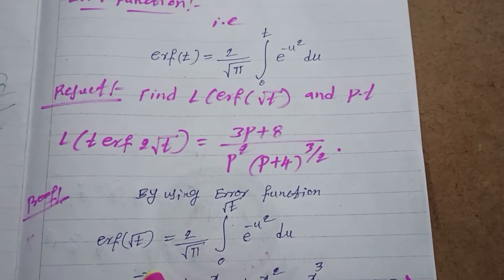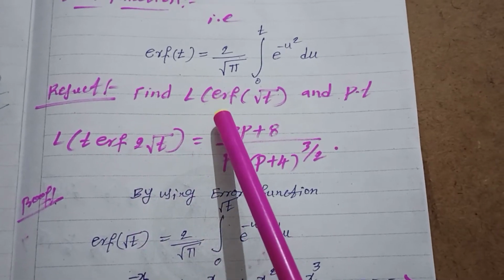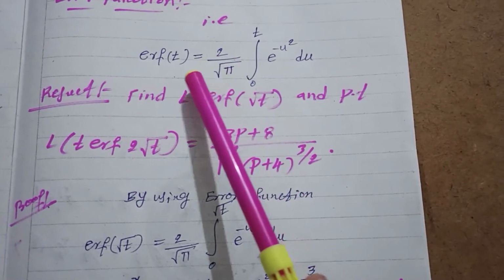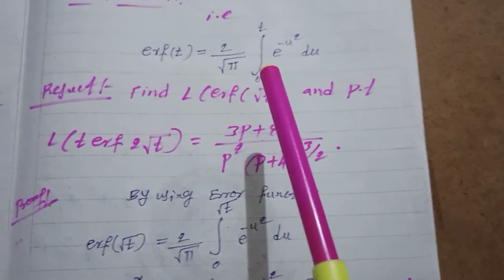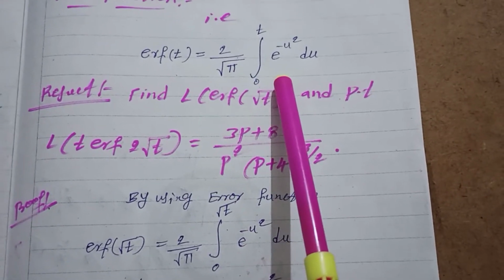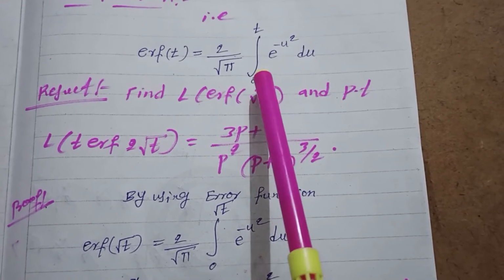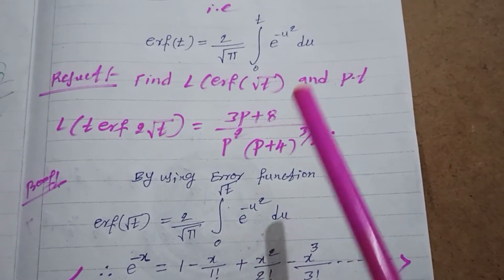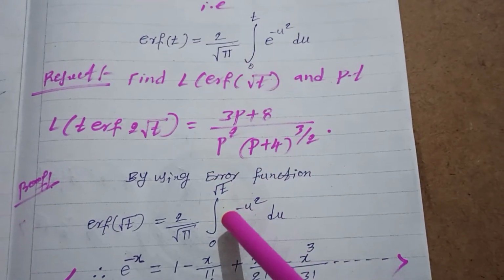So see here, error function of square root of t. That means in place of t we are going to substitute square root of t in this error function. So in place of t, substituting square root of t, we will get this one.